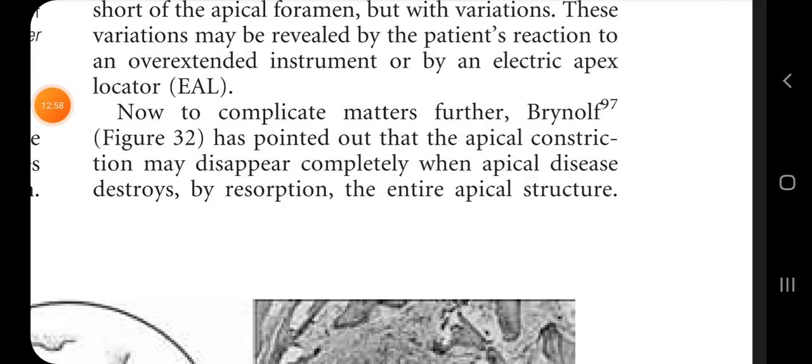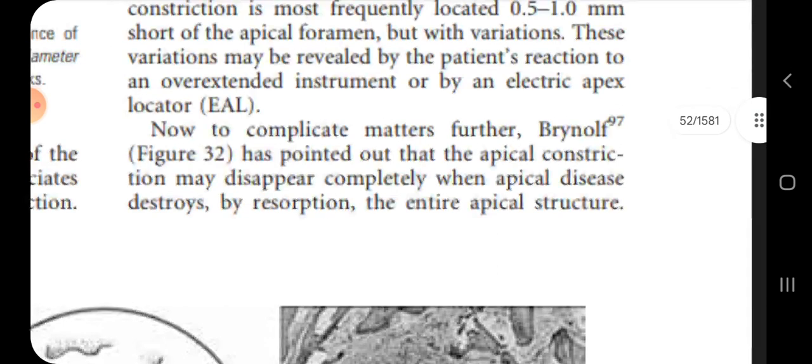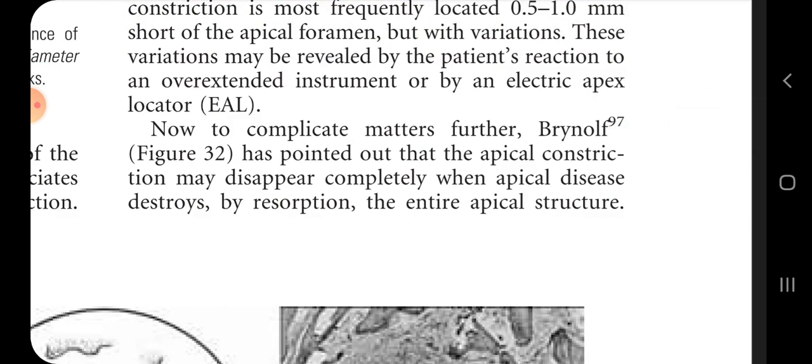Now, to complicate matters further, Brynolf, as you can see in figure 32, has pointed out that the apical constriction may disappear completely when apical disease destroys by resorption the entire apical structure.